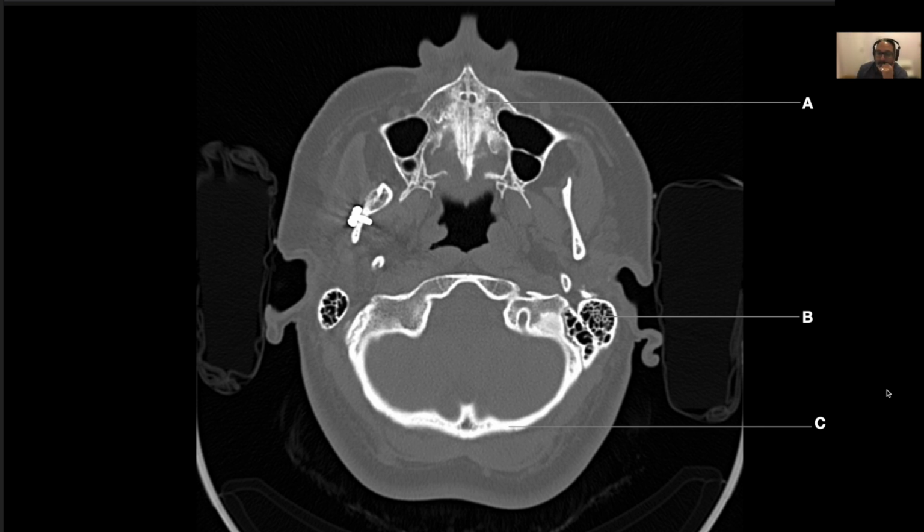No, A is not the palatine bone. Palatine bone is, but it is the hard palate. So what bone makes the majority of the hard palate? That is the maxillary bone, absolutely. So that's the maxilla. Correct.